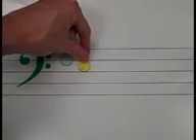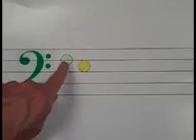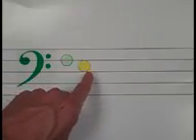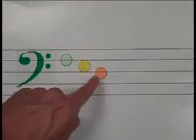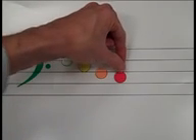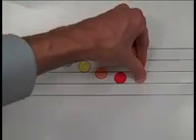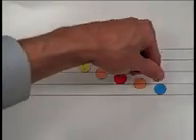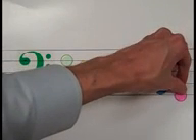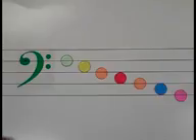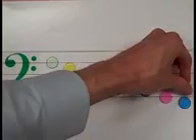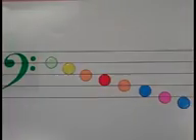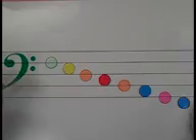When we step down, remember we're going backwards in the alphabet. So if this is F, F steps down to E. Now tell me the name of each note as I place it. D, C, B, A, G, F. Now we could keep going lower than that if we added a ledger line.